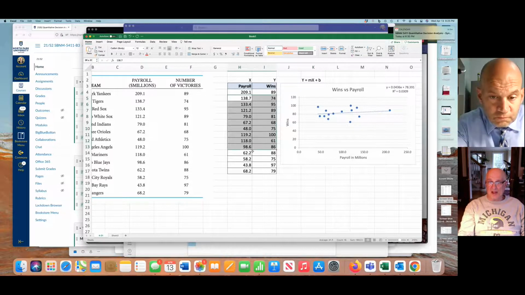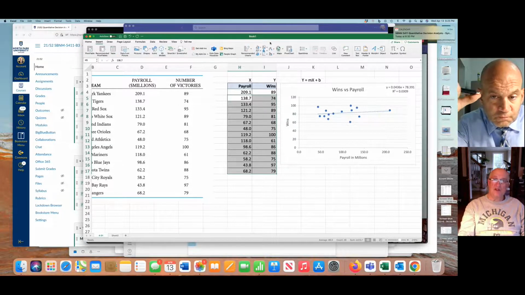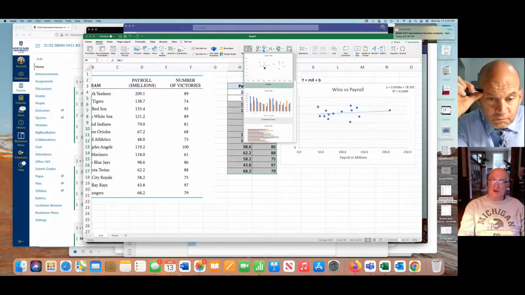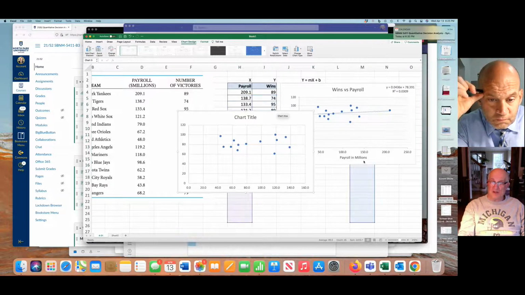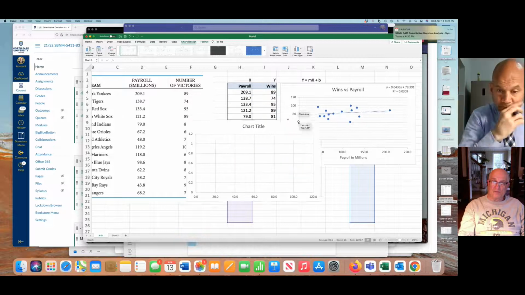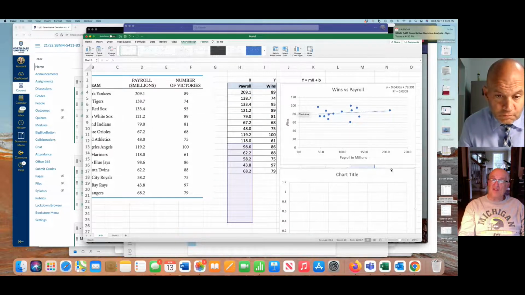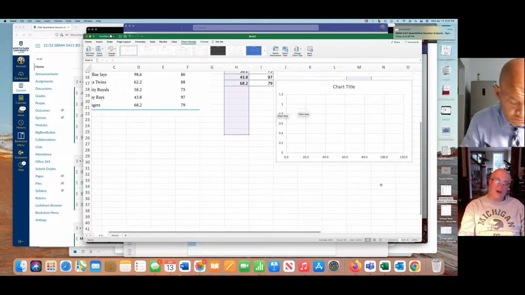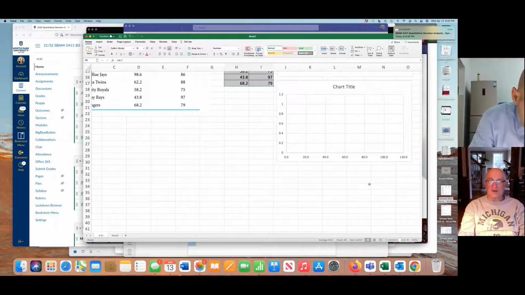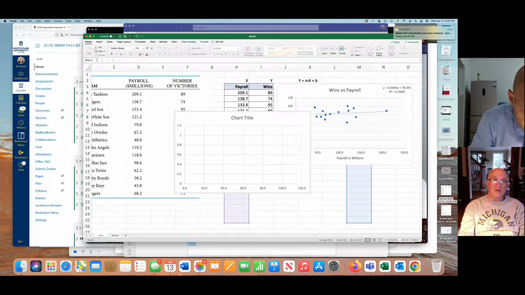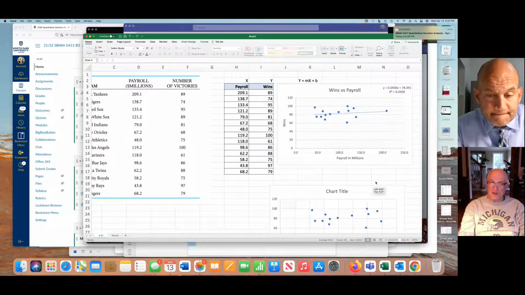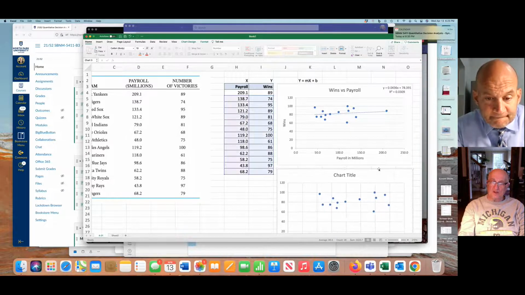If I was to just not include the New York Yankees, which is number 1, I do the same thing. Insert. I'm going to put a scatter diagram down. Okay, it's different because I don't have the Yankees there anymore. I don't have the Yankees to kick around. Where did it go? Come on. Escape. Where'd my data go? There we go. There's my data. Let's see if I can do this and not lose data. Okay, there's my chart without the Yankees.